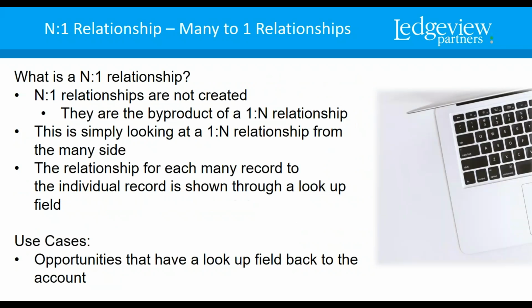N to one, which is many to one. So anytime you see N, that means many. So many to one relationships really are not created. They're a byproduct of a one-to-many relationship. It's the flip side. Okay?